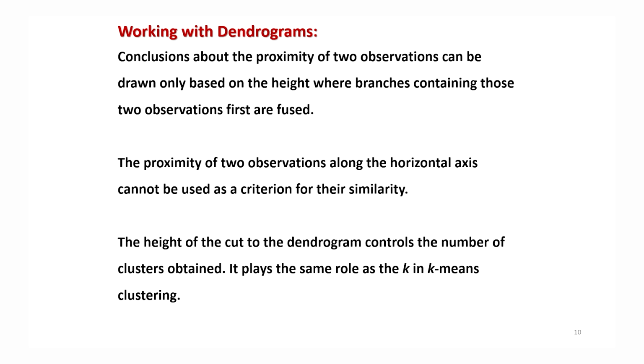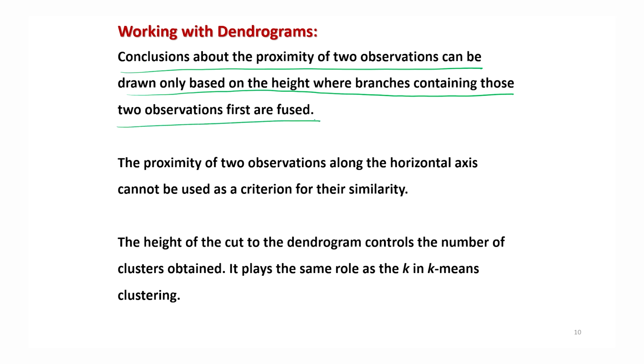So the conclusion about the proximity of two observations can be drawn only based on the height where the branches containing those two observations are first fused. That is what we have done in these two dendrograms for the agglomerative and divisive methods. And the proximity of two observations along the horizontal axis cannot be used as a criterion for their similarity. Please keep this in mind.